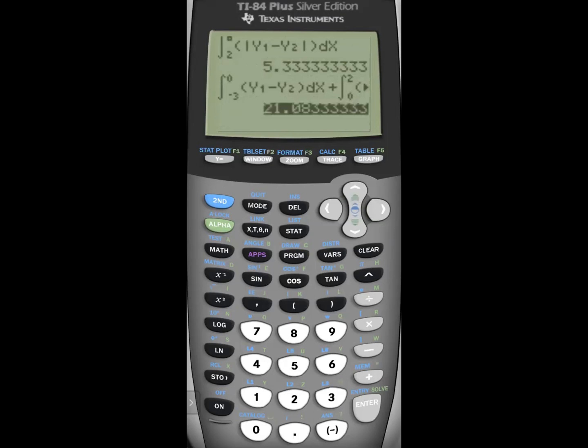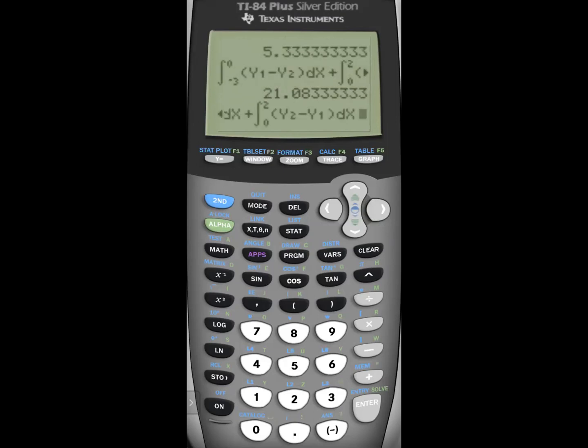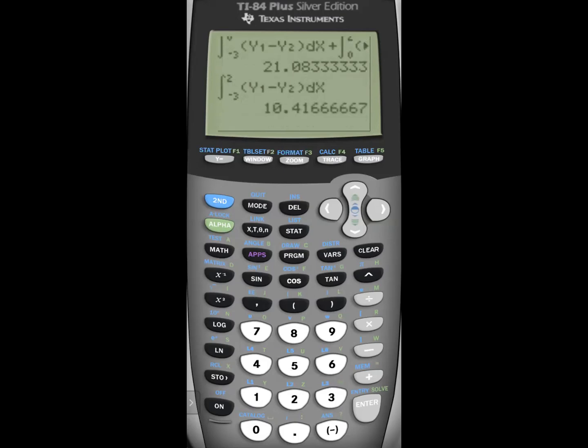Now, what if I did not switch? What if I said, you know what, I didn't know that they intersect, and I would have written something like this, just from -3 to 2. If I wrote this, we'll see that the answer is not going to be as big as 21. It's going to be 10. Why? Because the first region would have been positive, but the second region, because it was flipped, would have been negative, and they would have canceled each other out.